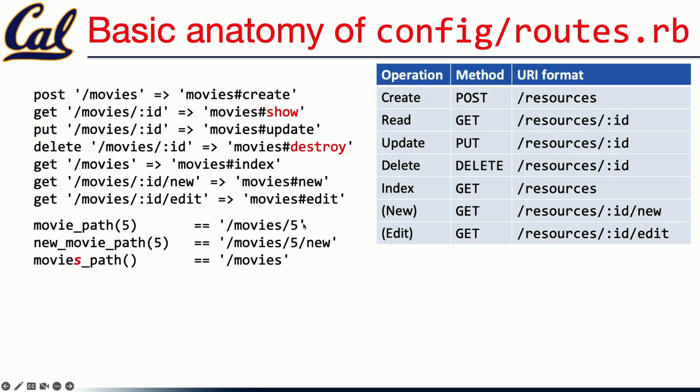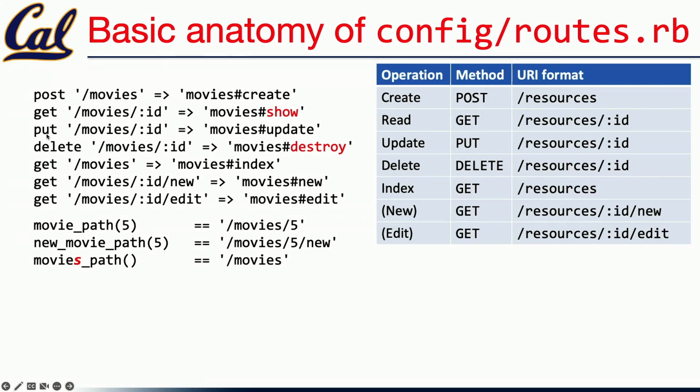Now, remember that a full route consists of both an HTTP method and the URI string. So for example, the movies path without any arguments will just give me back the string movies, but depending on whether I put a POST verb or a GET verb, those could correspond to two different actions. So the combination of an HTTP method and this path helper will give you back the corresponding URI. So basically, the routes that I'm setting up here really are going both ways.